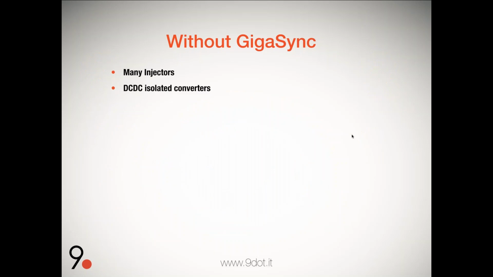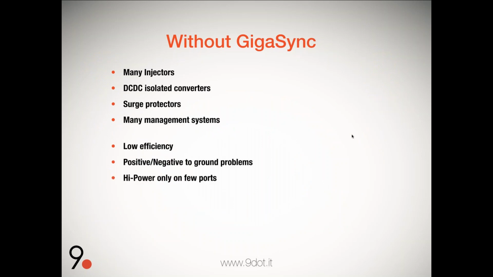So summarizing: a lot of injectors, isolated DC-DC converters, surge protectors, many management systems, not just one, but a lot of management systems. That means low efficiency, a lot of DC-DC converters, positive and negative to ground problems, high power only on a few parts of the PoE switches, for example, and a lot of compromises all over the installation.